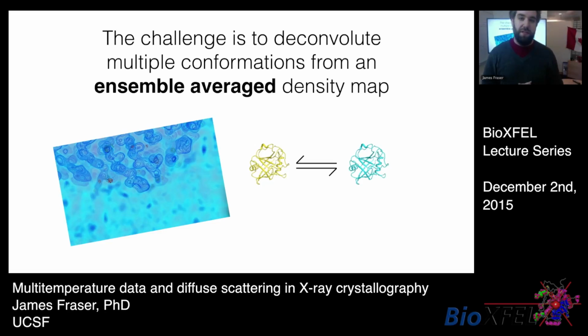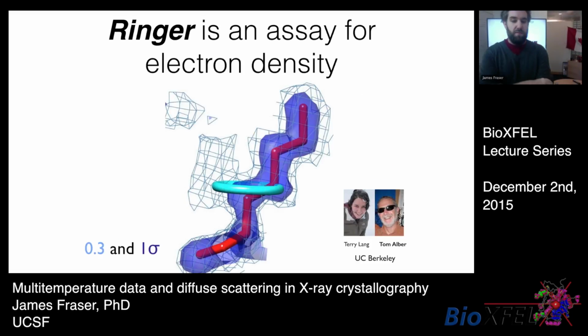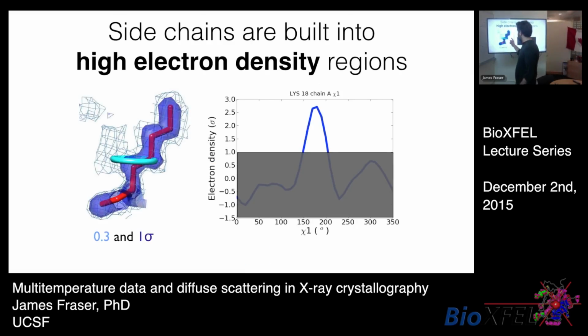And it's quite difficult to tell, based on just staring at it by eye, which electron density signals we can truly trust. And so as a graduate student, I was involved in developing an approach called Ringer that allows us to assay the electron density to tell us which signals we can really trust. And so the way Ringer works is we look around each dihedral angle in a three-dimensional or 360-degree view. We're going to record the electron density as we move around this ring.